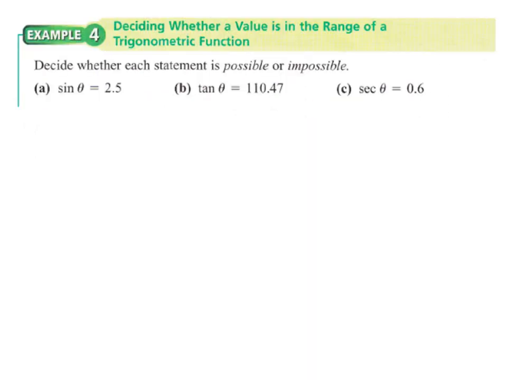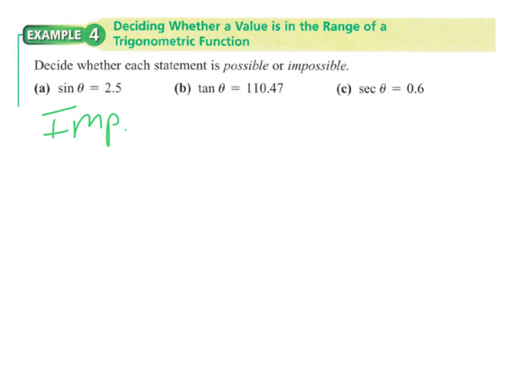And here we're going to take a look at just practicing with that and determining whether each statement is possible or impossible. So the first one, sine of theta is equal to 2.5. Well, we know the range for the sine is only from negative 1 to 1. So this would be impossible.